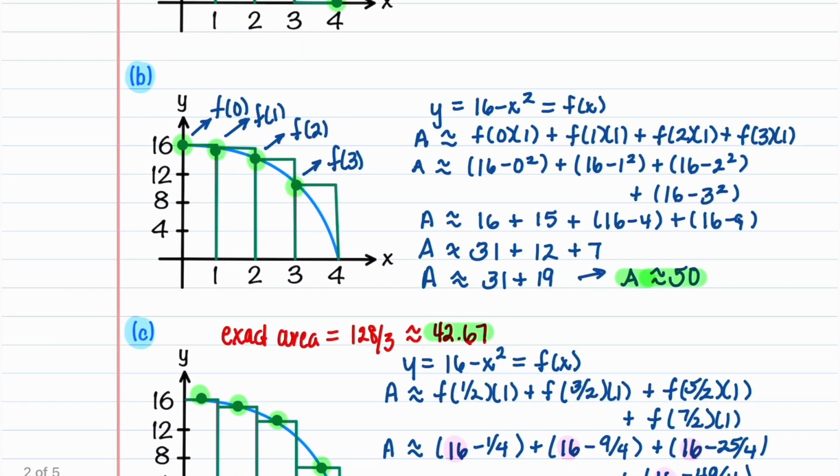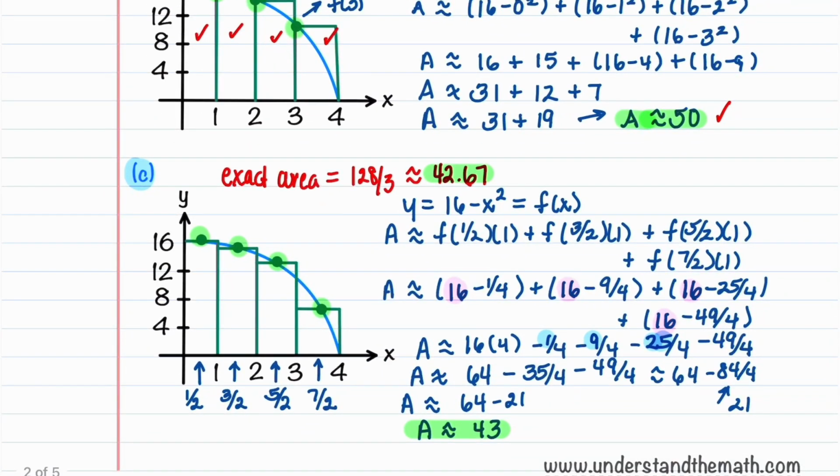Let's now go to part B. I'm looking right here. Our approximate area was 50. That is bigger than the exact area. And that also makes sense because if you look at our graph, the area under our rectangles is bigger than the area under our curve. And then for our last one, down here at the bottom, our area is really close to our exact area, which is pretty amazing considering we only used 4 approximating rectangles.